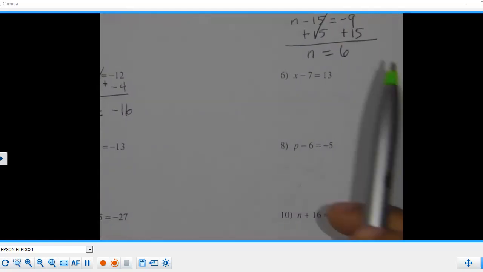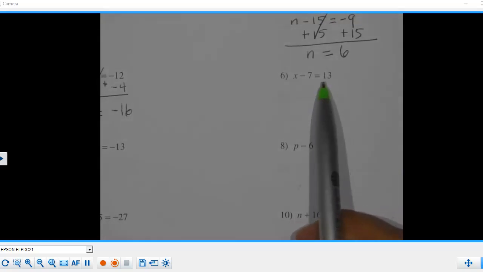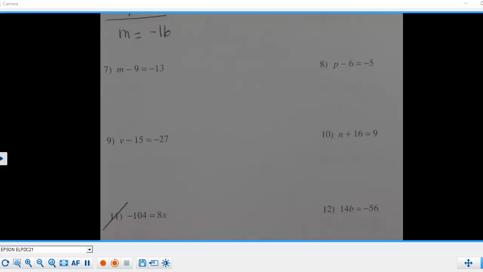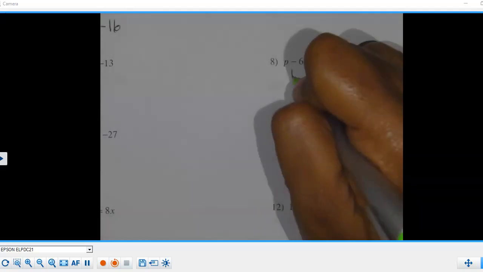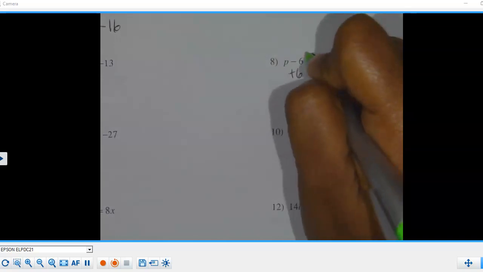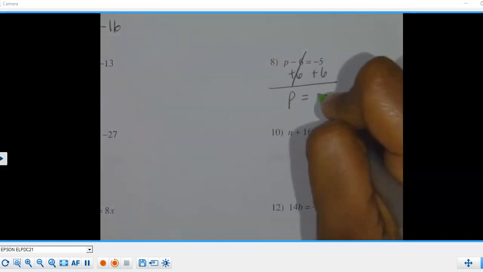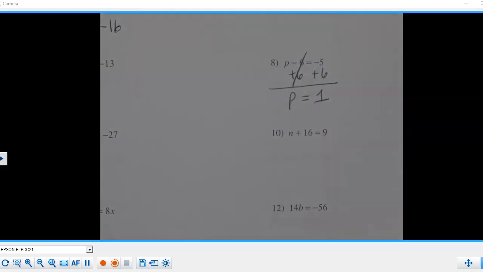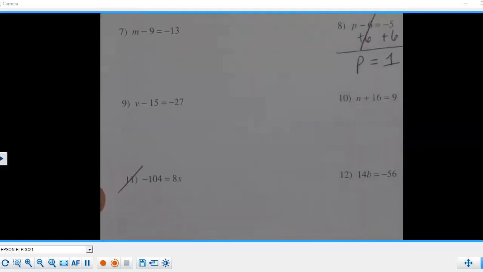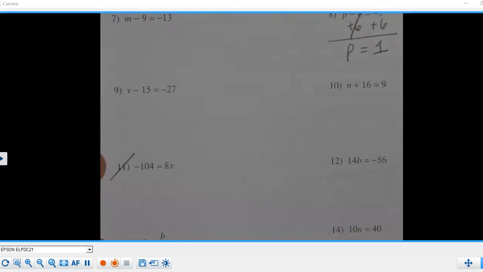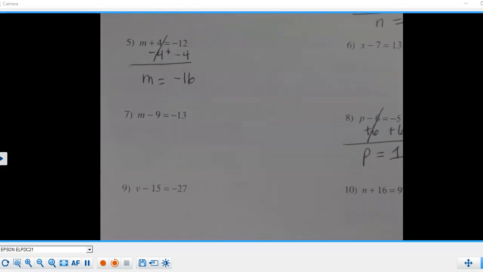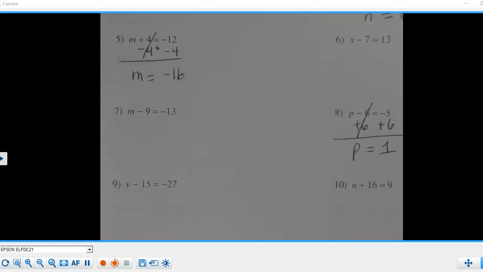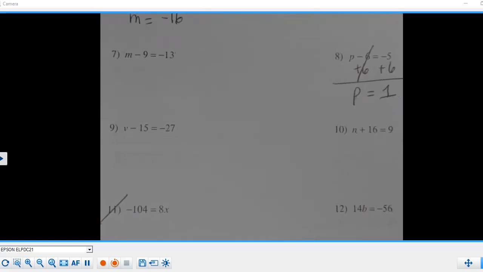And then this one I'm not going to do, but you should add 7 here, add 7 here. X is equal to 20. I'm going to jump around. Let's do number 8. If I add 6, P is equal to positive 1. All right, so you should be starting to get the swing of this. I'm actually going to leave 9 and 10, so work on those. So I've done for you number 1, number 2, number 4, number 5, and number 8. Make sure you do 10 and number 9.